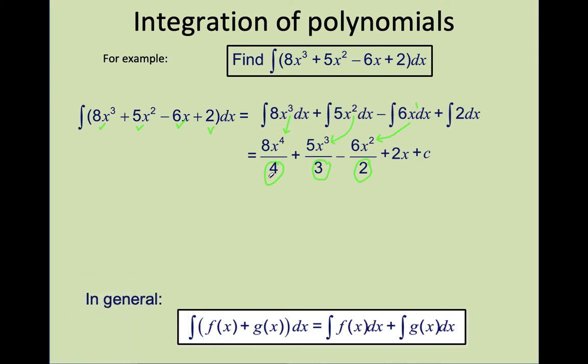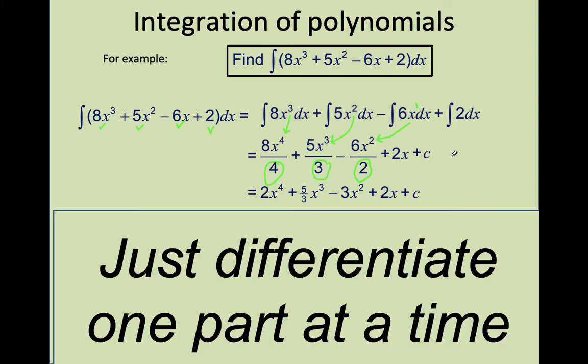So we do 8 divided by 4, we can simplify it. 6 divided by 2, we can simplify it. So we get 2x to the power of 4, 5/3. Now, you can either leave it as it shows above, or you can change it to this. Please note these are the same. You might want to note this down. This one changes to minus 3x squared, and this one stays the same.